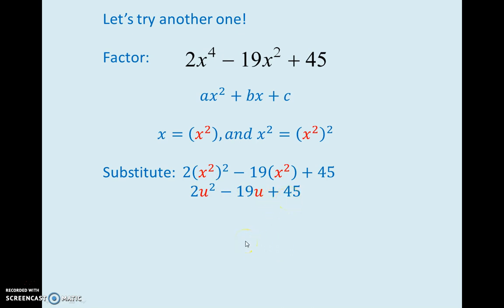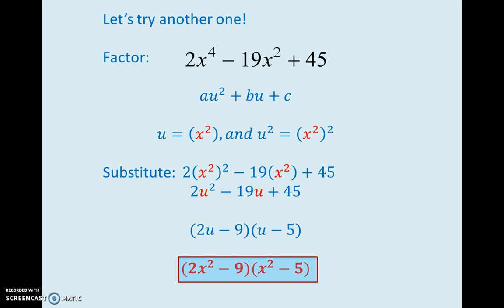I can factor that. There are no GCFs in this one, so I'm going to factor that. The factors are 2u minus 9 times u minus 5. Now I get to replace each u with x squared again, so I can write my final answer. And there it is. 2x squared minus 9 times the quantity x squared minus 5, and we're done with this problem.